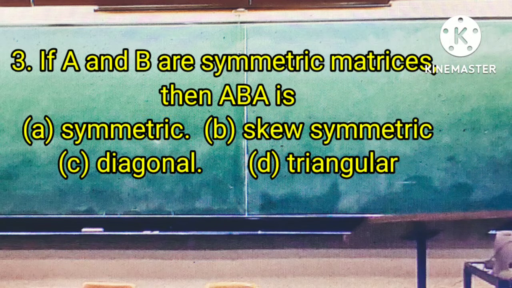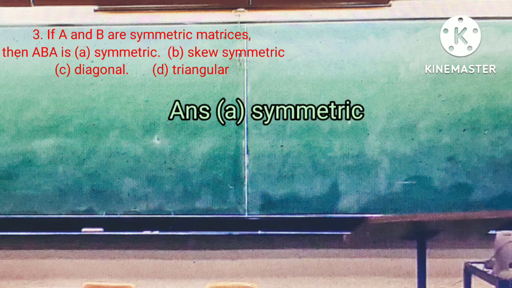Next problem: if A and B are symmetric matrices, then ABA is symmetric, skew symmetric, diagonal or triangular. Let's select the suitable one. Select the correct answer. The correct answer is A, symmetric. How do we get this one?